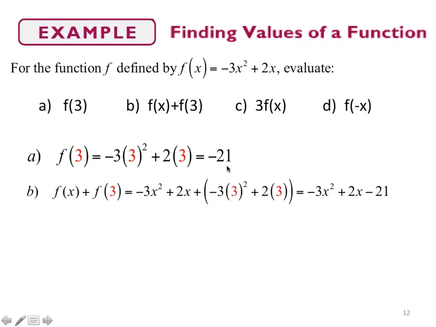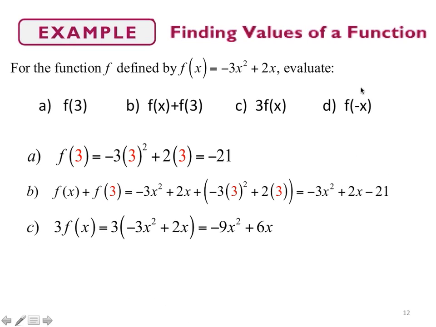So what you get when you actually do f of x plus f of 3 is f of x, which is negative 3x squared plus 2x, plus f of 3, which is negative 21. So your final answer is negative 3x squared plus 2x minus 21. Now this one didn't have any like terms to combine, but it is always possible that you might have to combine some like terms at the end, and you would want to do that before you put your answer into MyMathLab.